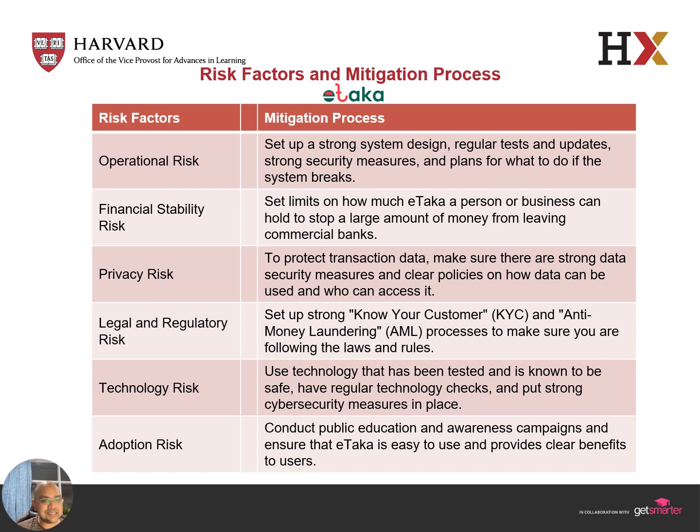Financial stability risk, how we mitigate it. Set a limit on how much Ithaca a person or business can hold, to stop a large amount of money from leaving commercial banks. There is always a limit for every financial transaction, so we can limit it. We cannot make it open-ended. We limit it, like per day you can transact this much dollar-equivalent amount, which can be regulated by the central bank. They will put the final regulations on this.